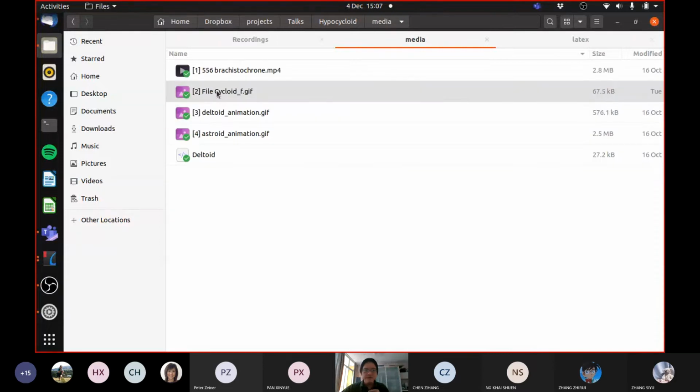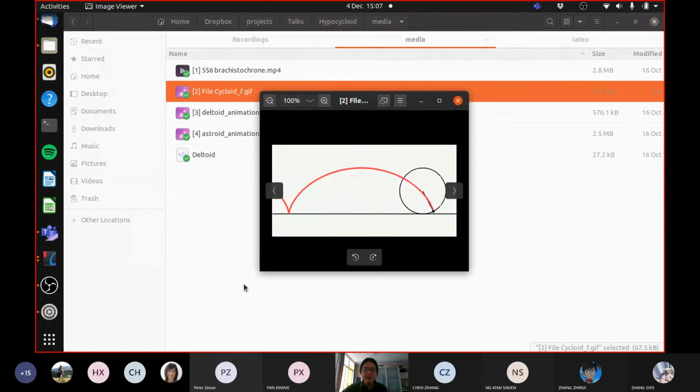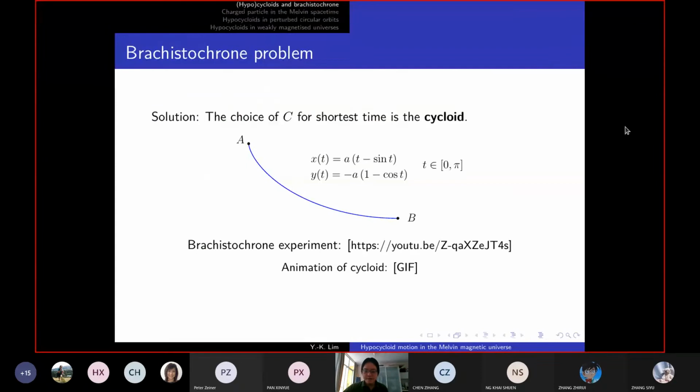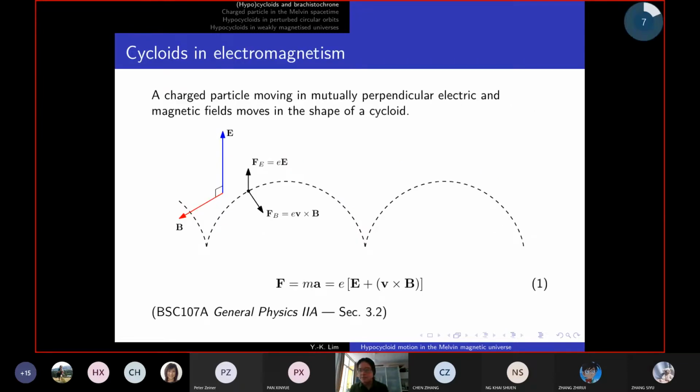So the cycloid is defined to be this, as we can see in this picture. It is a path traced by a point on a circle rolling on a flat surface. It is one of the questions in the Stewart calculus textbook, and the details are given here. The parametric equation is given by this. If the sign is positive, then you get the cycloid rolling like this. So it is basically a path traced by a point on a circle of radius b rolling on a horizontal surface. I've been emphasizing horizontal because next I will talk about hypocycloids later.